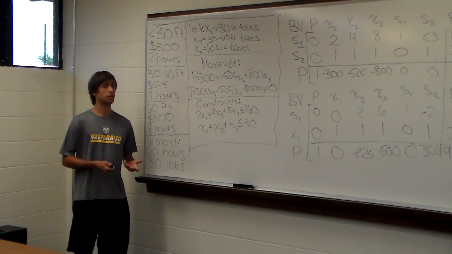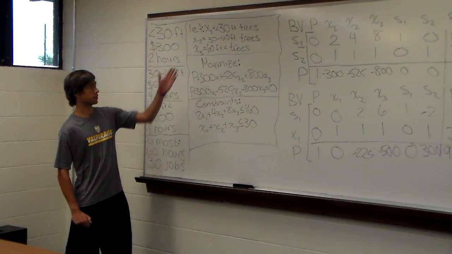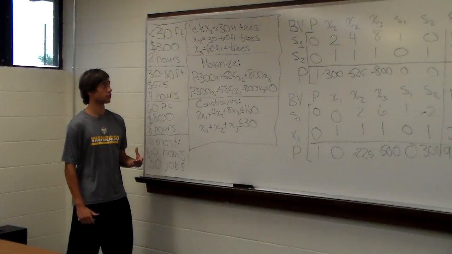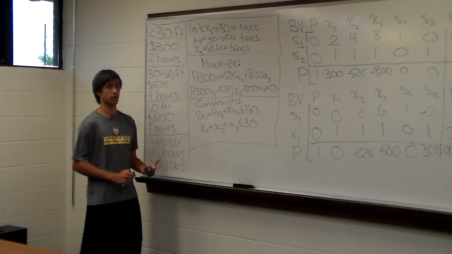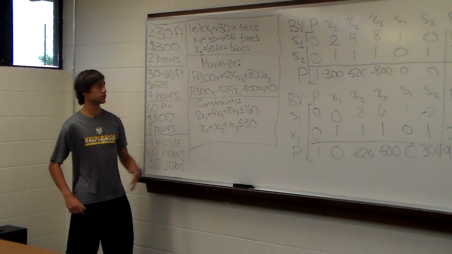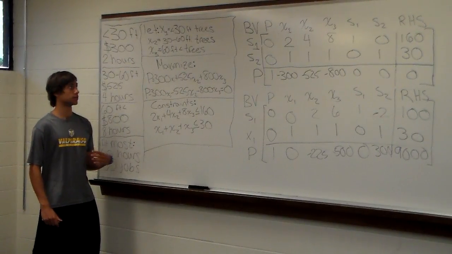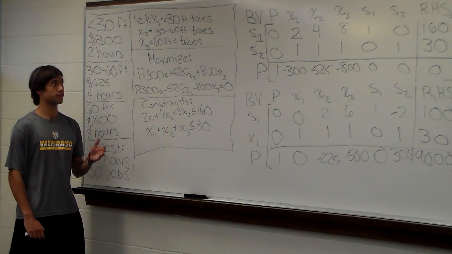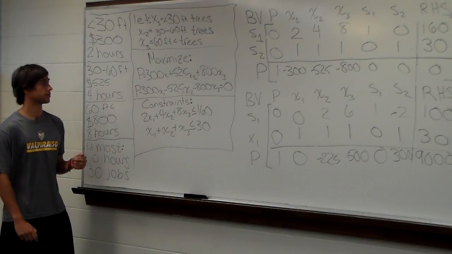So now when we're setting up these equations, we're first going to have to define our variables. So we have x1 is going to be the number of trees serviced that are less than 30 feet tall. X2 is the number of trees that are serviced between 30 and 60 feet, and X3 is the number of 60 feet and greater trees that are serviced.